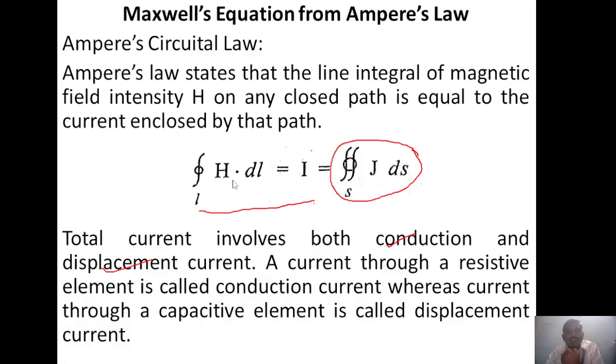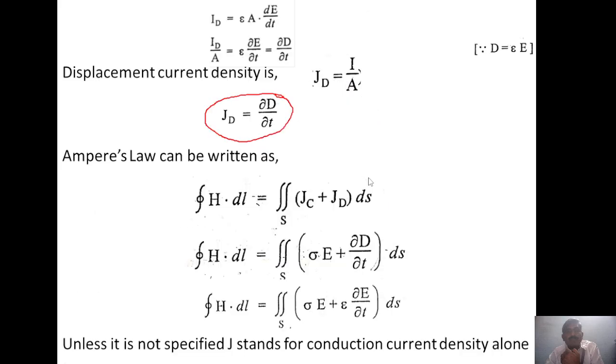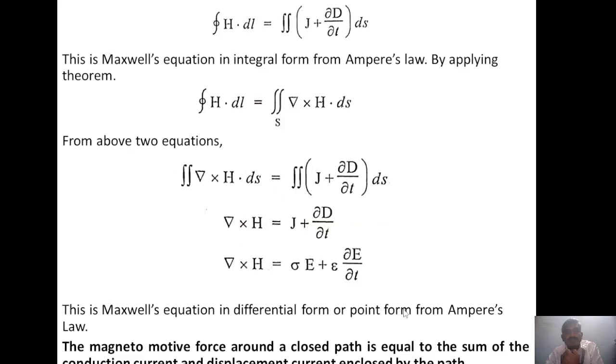The closed integral of H dot dl is equal to I, which is equal to J dot ds. Here J denotes the conduction current plus displacement current, so Jc plus Jd. The expression for Jc we derived as sigma into E, and Jd is dou D by dou t. Therefore the closed integral of H dot dl is equal to the surface integral of sigma into E plus epsilon into dou E by dou t, into ds. So this is the integral form of Maxwell's equation from Ampere's circuit law.